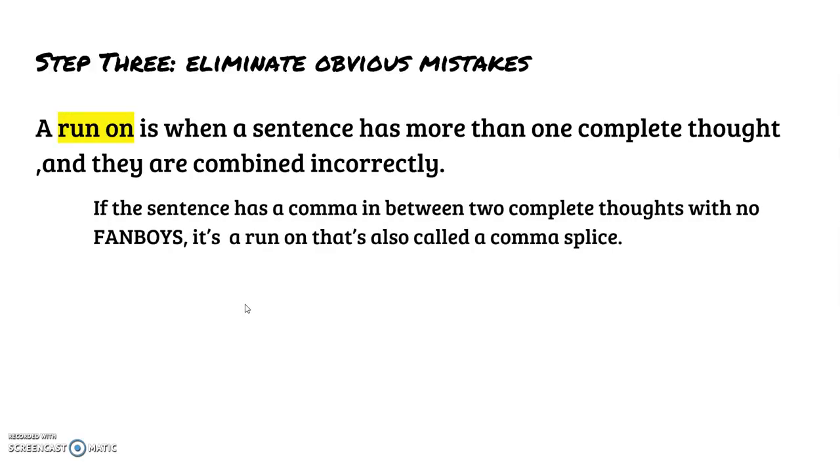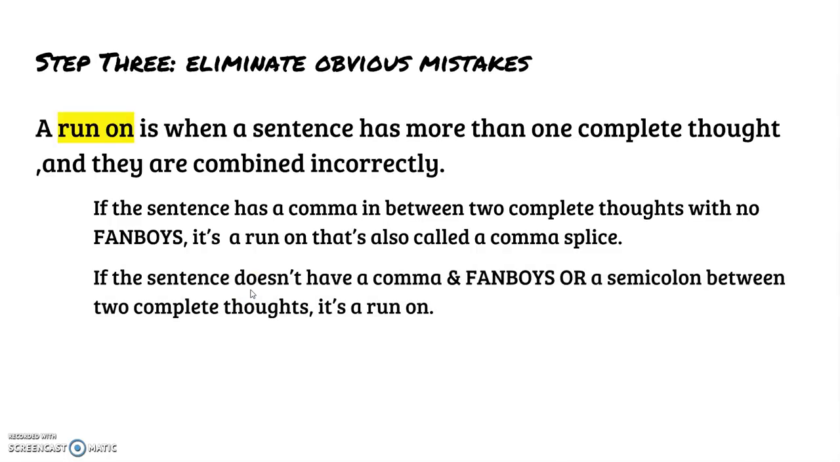If the sentence has a comma between two complete thoughts with no FANBOYS, it's a run-on that's also called a comma splice. If the sentence doesn't have a comma and FANBOYS at all, and it doesn't have a semicolon, which is the comma with the dot above it, if it doesn't have the comma, FANBOYS, or the semicolon at all between the two complete thoughts, it's definitely a run-on.